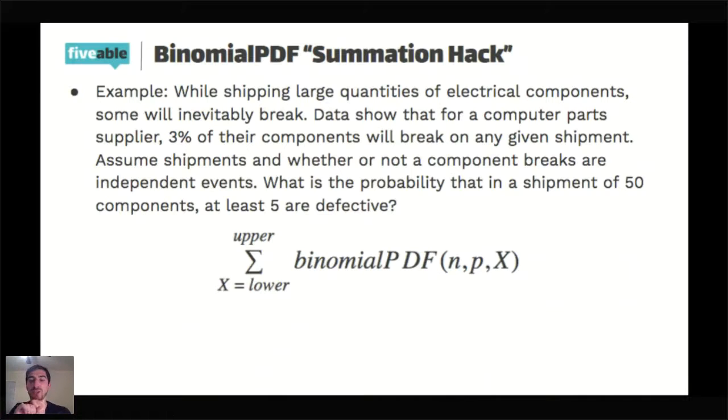50 components means 50 trials. They said it's independent. 3% means 0.03 for the probability. At least 5 means X has to be 5 or more. So in this case, I could find the probability of 5, of 6, of 7, of 8, of 9, and just keep going all the way to 50, but that would take a lot by hand. There's a button called Binomial CDF, which accumulates the results, but it only accumulates up to a certain point. It won't do a set interval for you. So this little hack is a way that you can do it all at once for yourself.